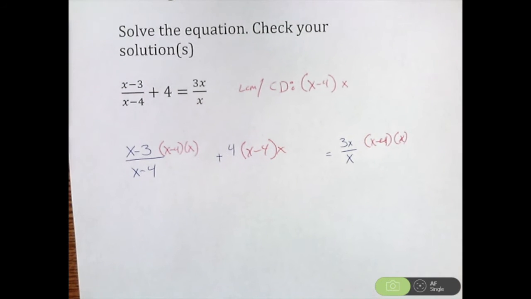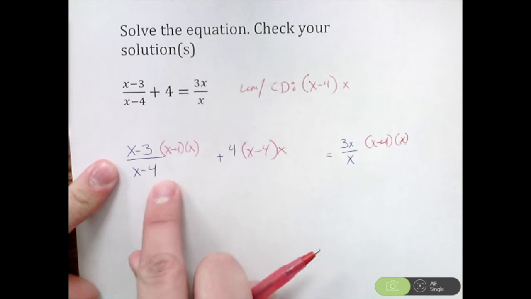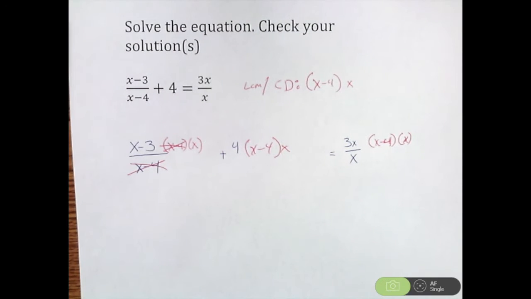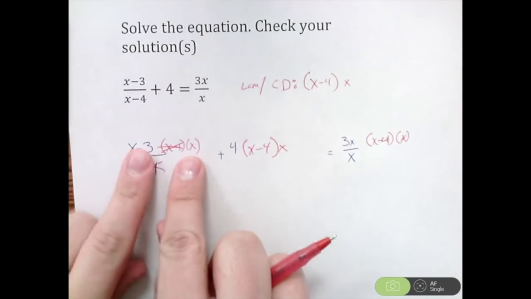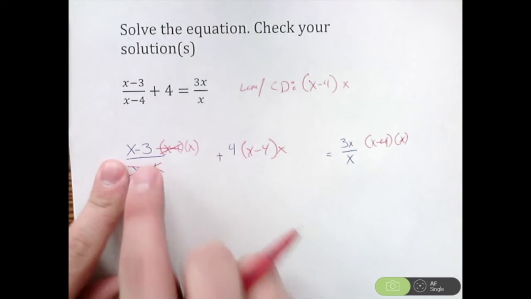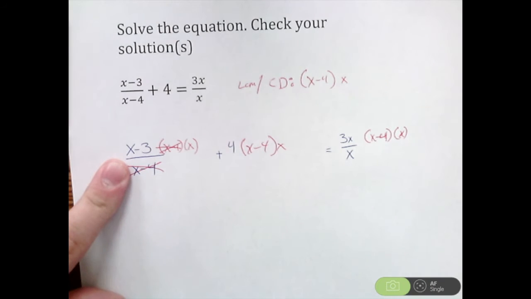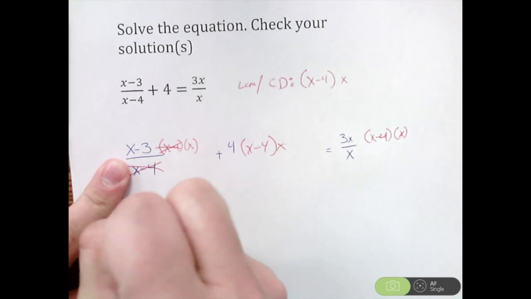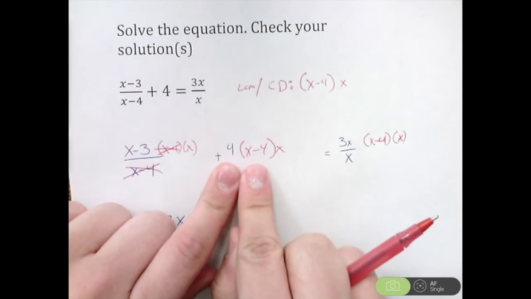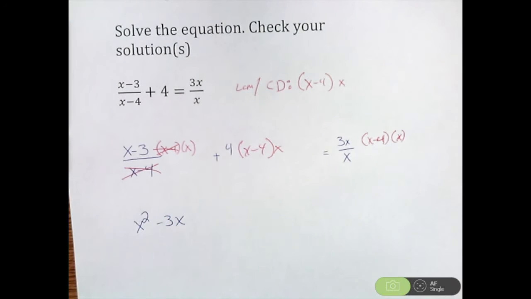The reason that's so beneficial is that in this first fraction, I have an x minus 4 both on top and on bottom. Just like with simplifying fractions, we can cancel that. So all I'm left with is x minus 3 times x, so x times x minus 3. If you distribute that through, we get x squared minus 3x. On the next piece, I don't have any denominator, so nothing is going to be crossed out there.